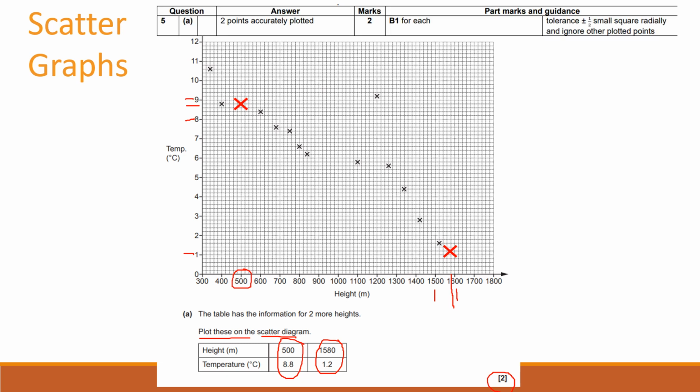The mark scheme says clearly 2 points are accurately plotted, and B1 is a method mark for each point plotted, and there are 2 marks on the mark scheme for plotting these points. There is a tolerance of plus or minus half a small square, so if you are slightly out, you are allowed to still get the marks, so just make sure you are very accurate where you're plotting.